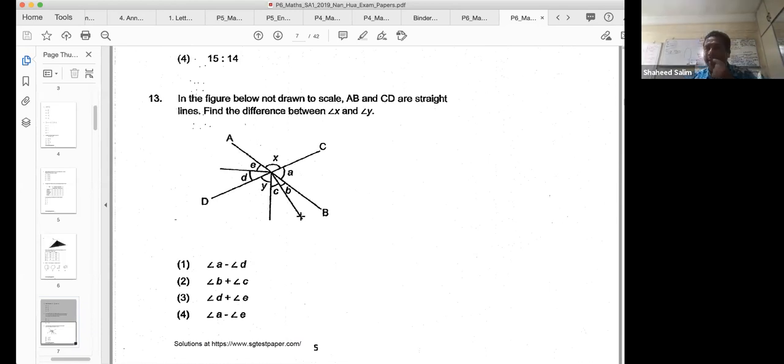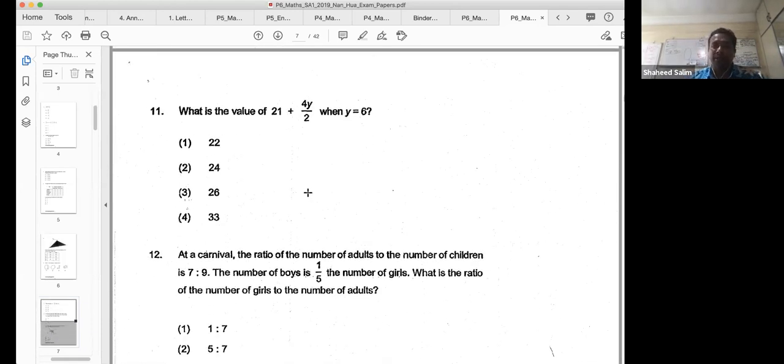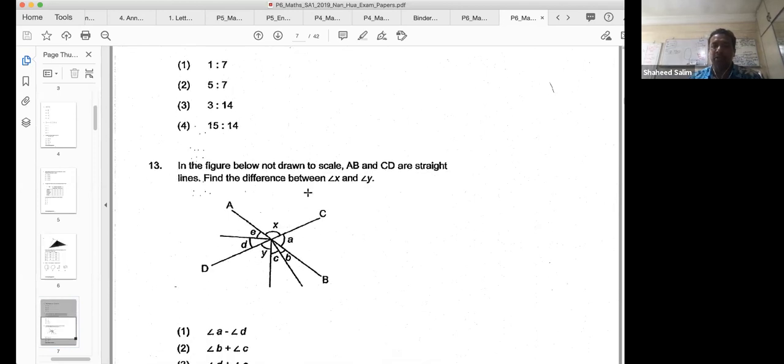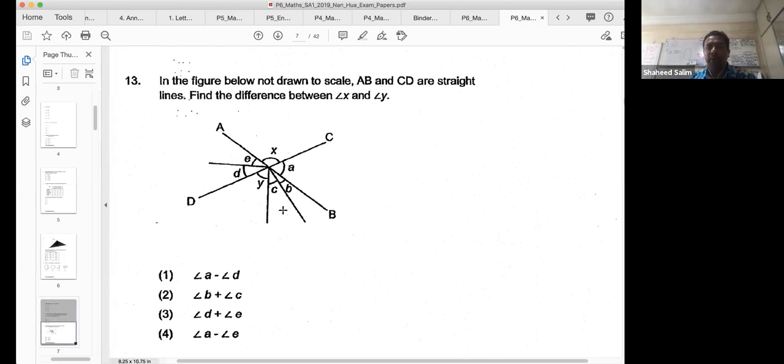Okay, here we go. Question number 13. So the last two is 2 marks each. Okay, 2 marks each. So this one is also a 2-mark question. All the best.